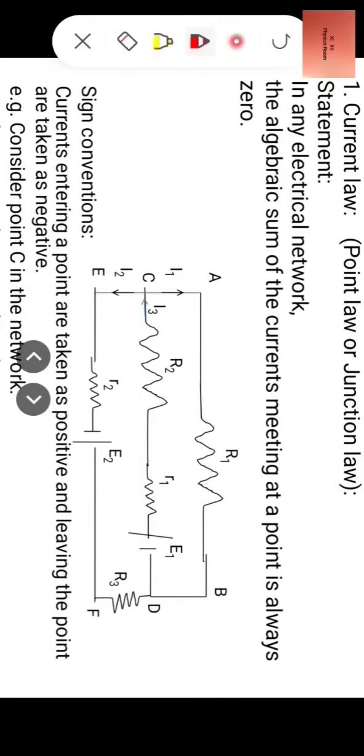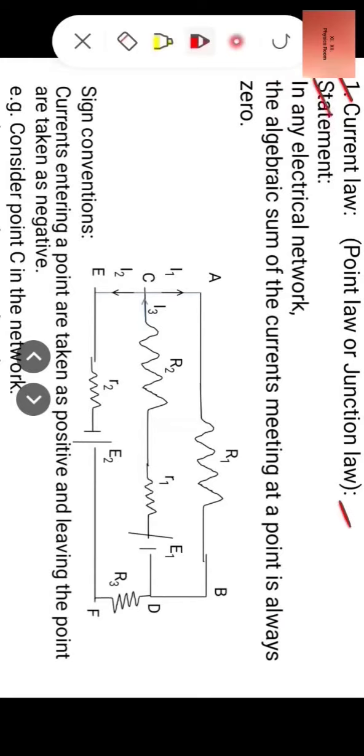We have two Kirchhoff's laws. First is the current law and the second one is the voltage law. Now we take up first the current law. It is also sometimes called the point law or junction law. Now the statement.